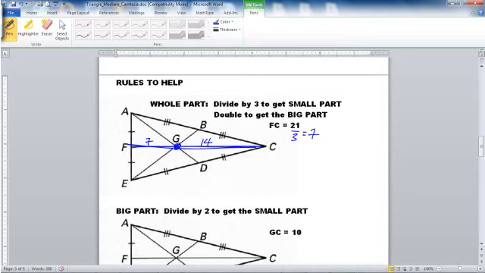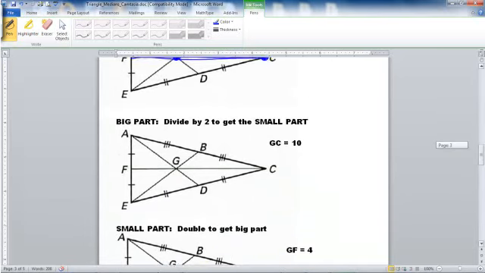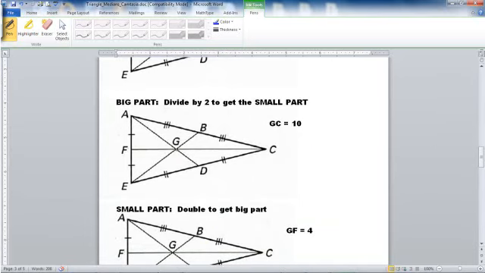Remember, the bigger part is from the centroid to the vertex. And if you notice, 7 plus 14 is 21, which is what we started with. Now that's if they give you the whole median, the whole thing. If they give you the big part from the centroid to the vertex, I take that length and divide it by 2 to get the smaller part.